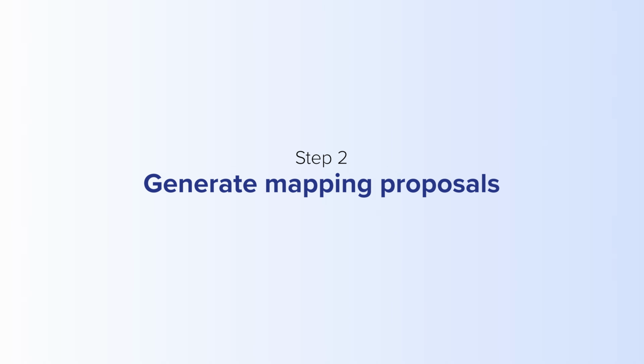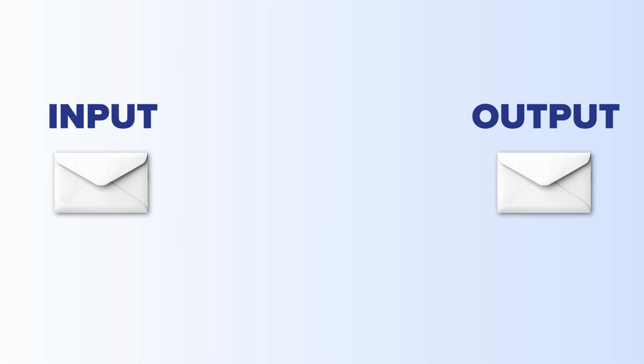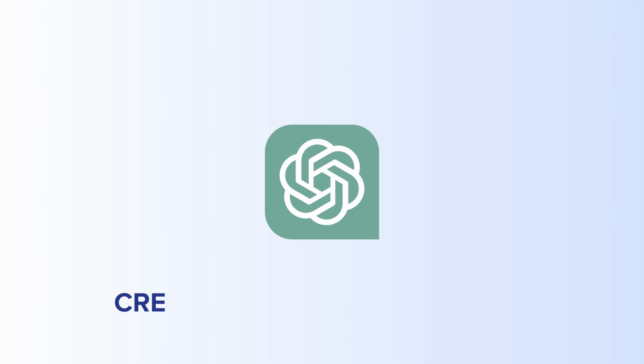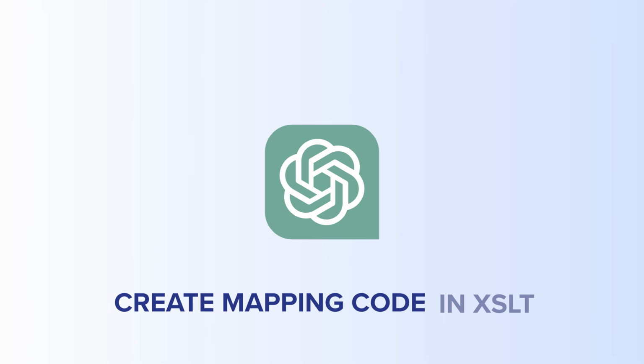Then, you generate mapping proposals. You can input this data, being pairs of input-output payloads, into ChatGPT, prompting it to create mapping code in your desired language, such as XSLT or Groovy. The AI processes the examples and produces a mapping program.